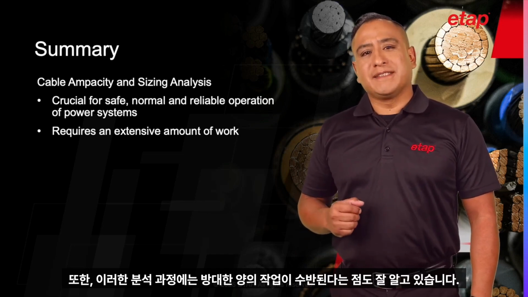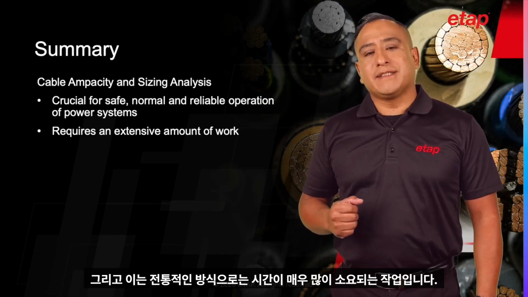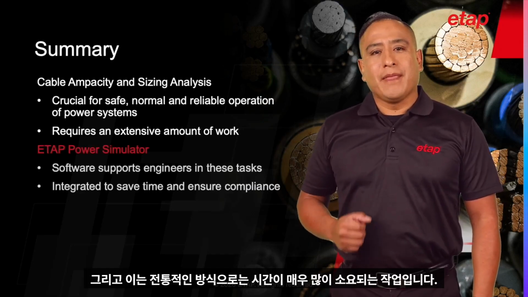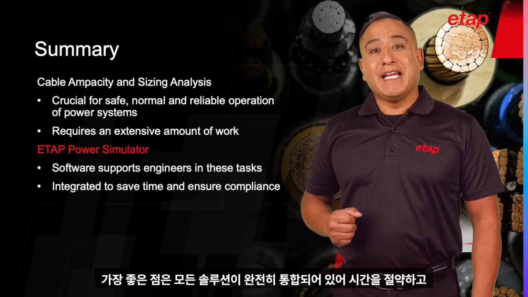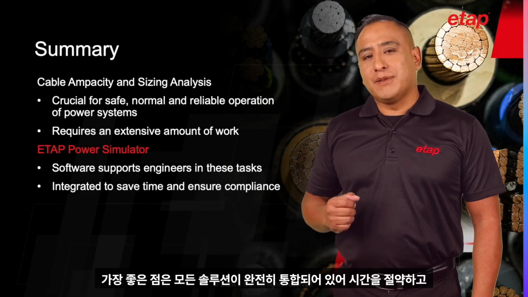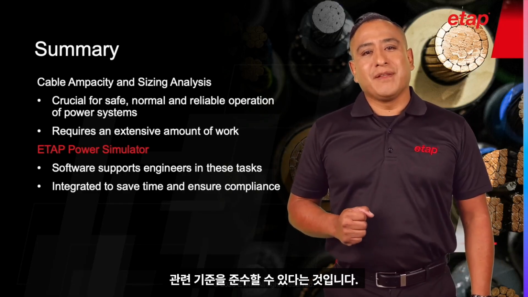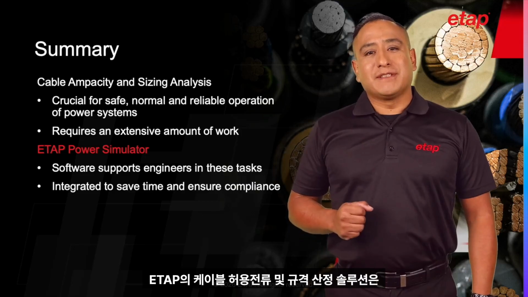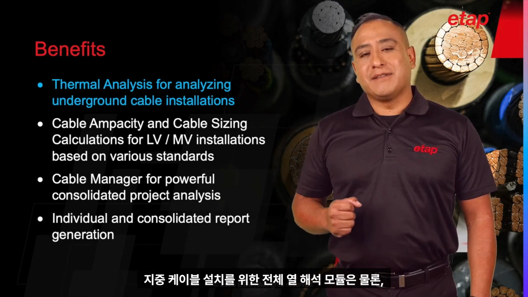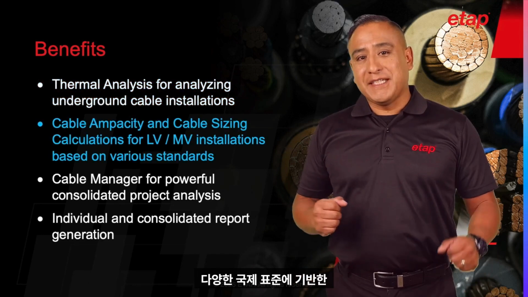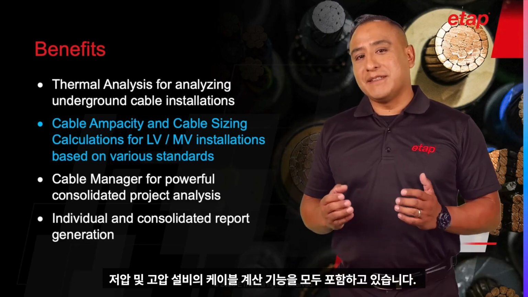We also know that there is an extensive amount of work involved in this analysis, and that it is traditionally a very time-consuming undertaking. ETAP offers a suite of solutions to engineers to support these tasks, and best of all is that they are all fully integrated, saving time and ensuring compliance with applicable standards. The ETAP cable ampacity and cable sizing tools and methods include a full thermal analysis module analyzing underground cable installations, cable ampacity and cable sizing calculations for low voltage and medium voltage installations based on various standards.